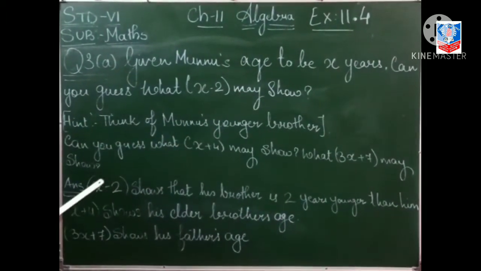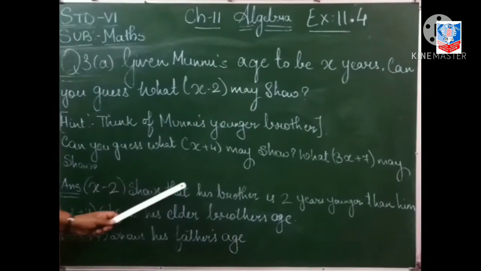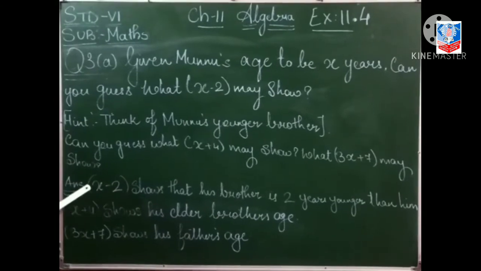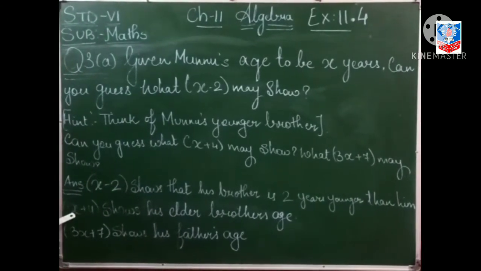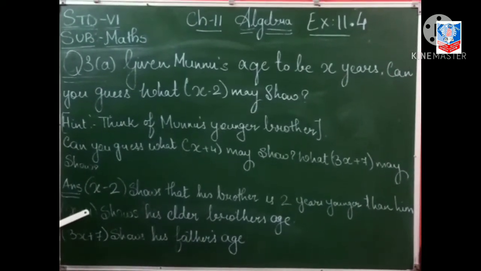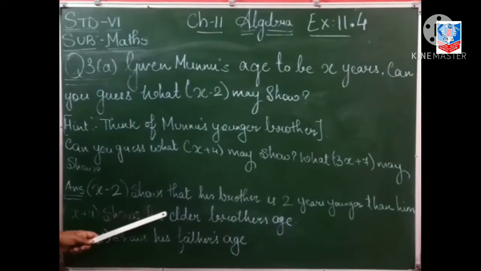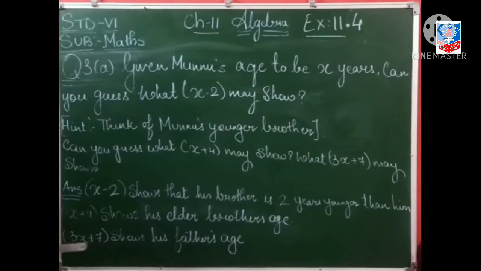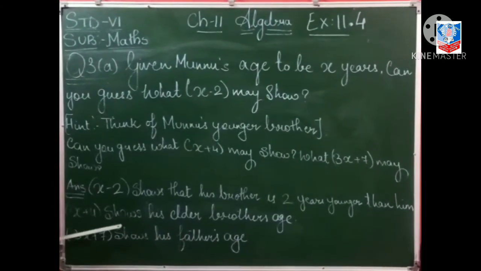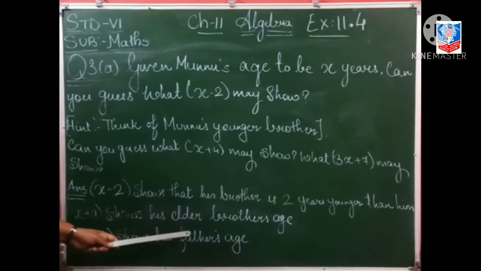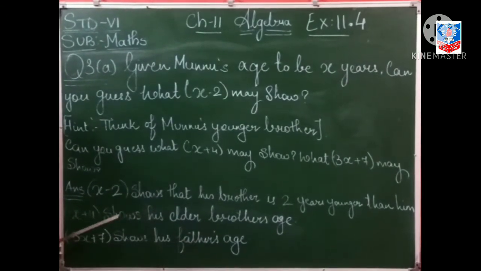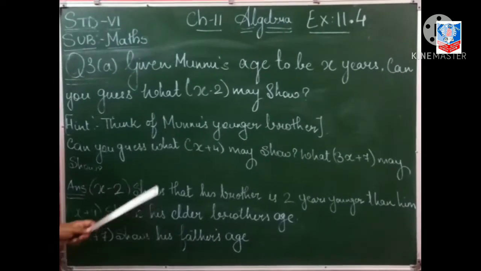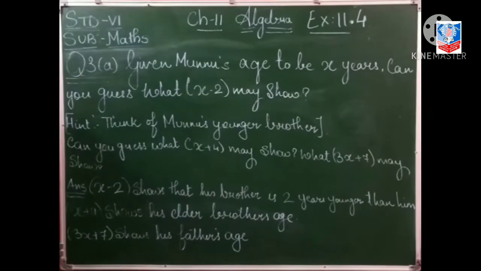X minus 2 may show that his brother is 2 years younger than him. That means X minus 2 is his brother's age. Next, X plus 4. The X plus 4 shows his elder brother's age. That means his elder brother is 4 years older than him. 3X plus 7 shows the age of his father. That means his father is 3 times Munnu's age plus 7 years. Understood?